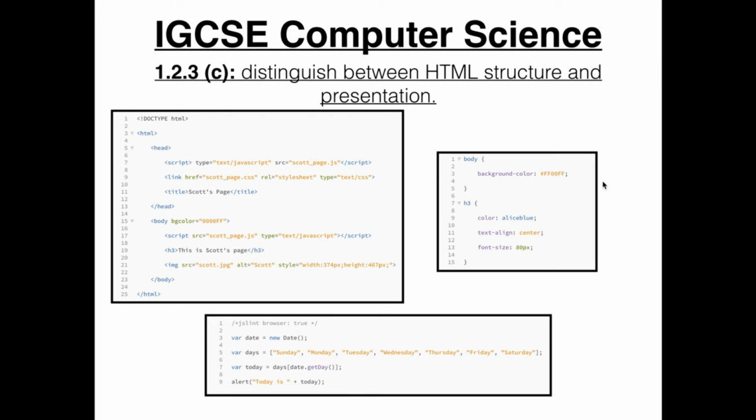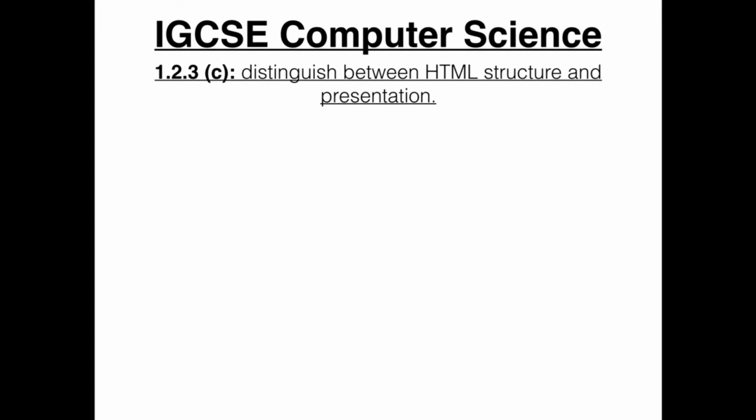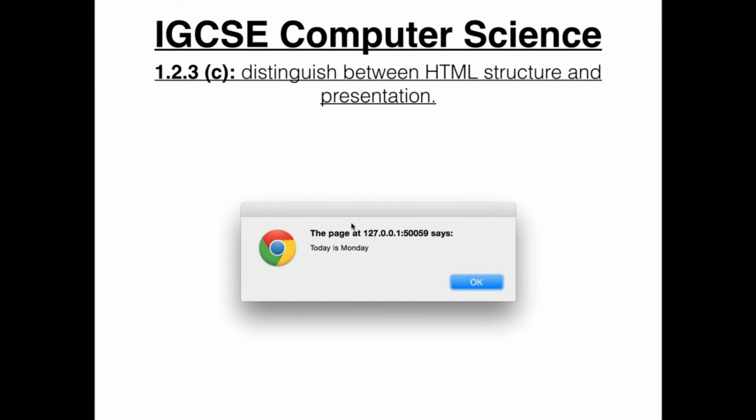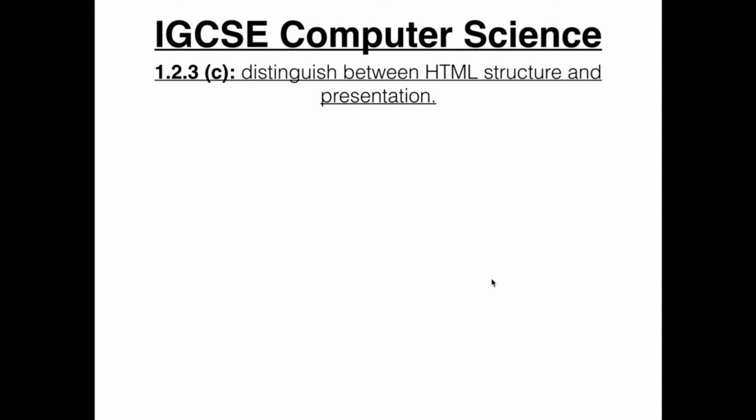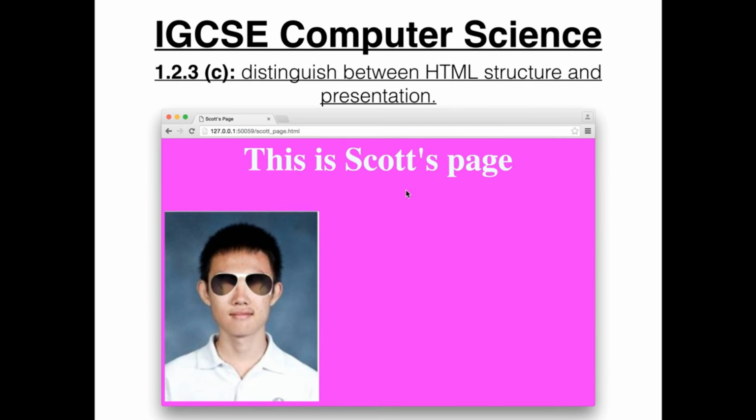So we'll see how this actually looks. So first, when you open it, an alert comes up saying today is Monday. Well, today is Monday, actually. And then when you click OK, the web page loads. So we get Scott's page. So the magenta background, the Alice blue title here, the header, and we get a picture of Scott.